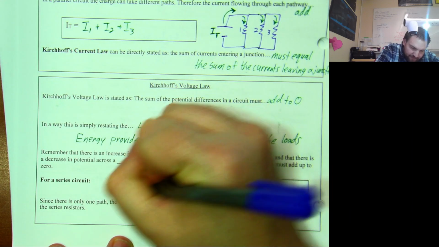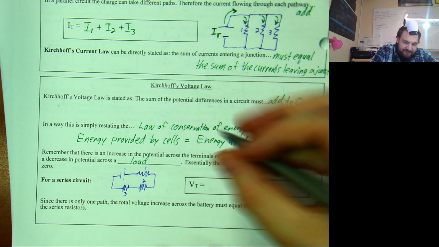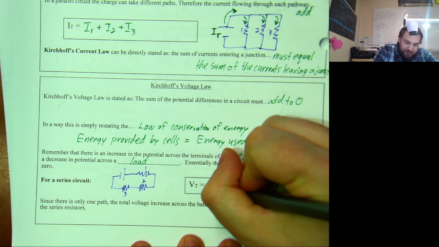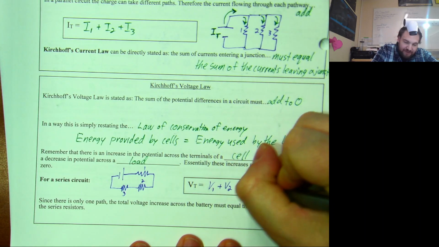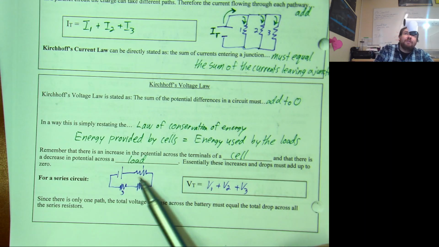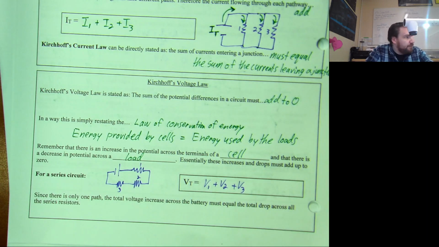There's 1, there's 2, there's 3. My voltage drops have to equal my total voltage supplied. It has to equal my voltage drop in 1 plus my voltage drop in 2 plus my voltage drop in 3. Or my total minus V1 minus V2 minus V3 equals 0. You can think of it that way too.